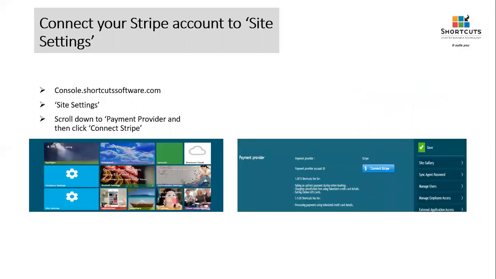The first thing we need to do, and this is the same for both cancellation fees and upfront payments, is connect your Stripe account to site settings. Site settings can be found on the online console, which is just a website, console.shortcutssoftware.com. Then we go down to site settings, the third blue square down on the left-hand side, scroll down to payment provider, and click the blue connect Stripe button.